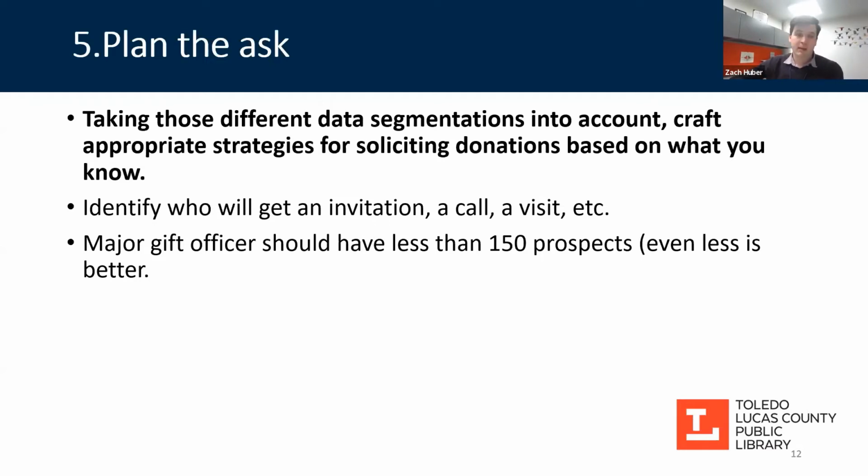It might also not be a major gift officer. It could be someone on your development team. It could be your executive director. But in my research, I've seen that 150 prospects is really that max. I recommend less. When I worked at a university, I think we tried to do about 75. You really want to be able to make sure that you have time to develop those relationships meaningfully.